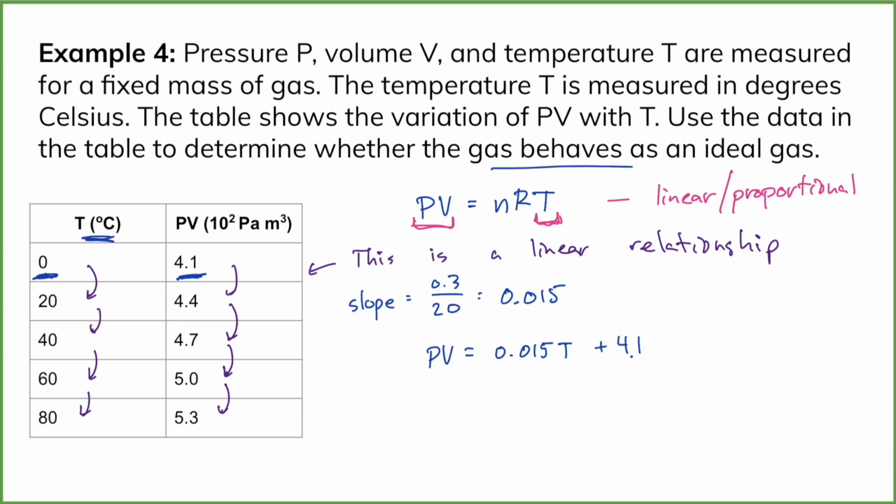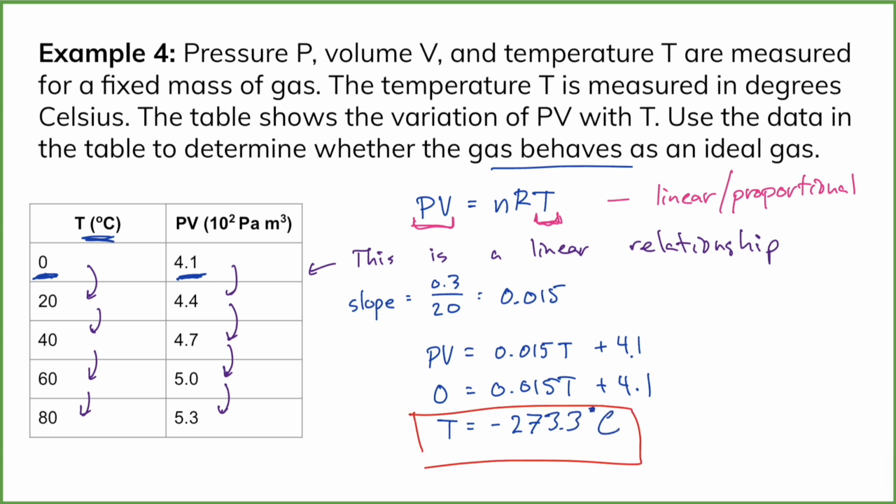When the PV part, the y value, is 0, what is the temperature? So 0.015 T plus 4.1 equals 0. If we solve for T, we get a value of negative 273.3 degrees Celsius. So we can definitely conclude based on this data that this gas is behaving as an ideal gas.